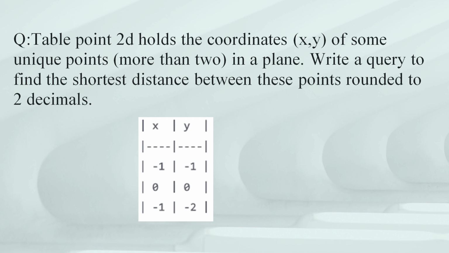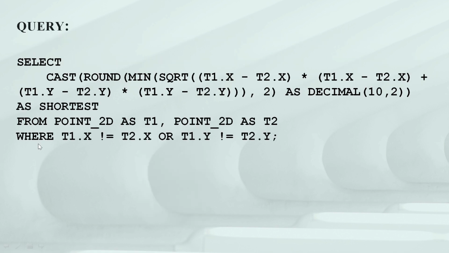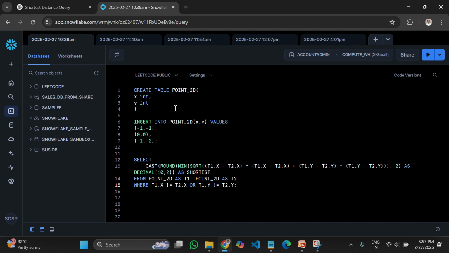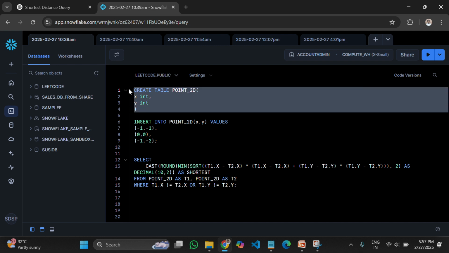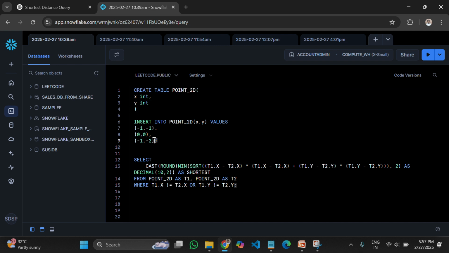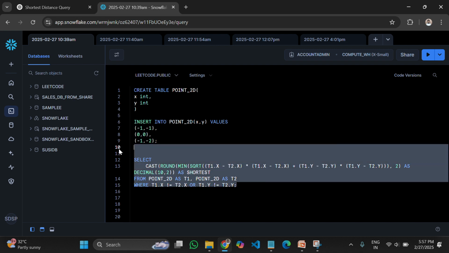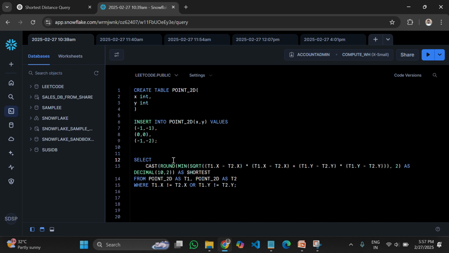Let us see the query for this question. This is the query we are going to write, and this is the expected output. Now let us run this in the Snowflake environment. The query execution involves 3 steps. In step 1, we have to create the table point 2D, and in step 2, we have to insert the values into the table point 2D. In step 3, we have to write the query. So let me explain this query.